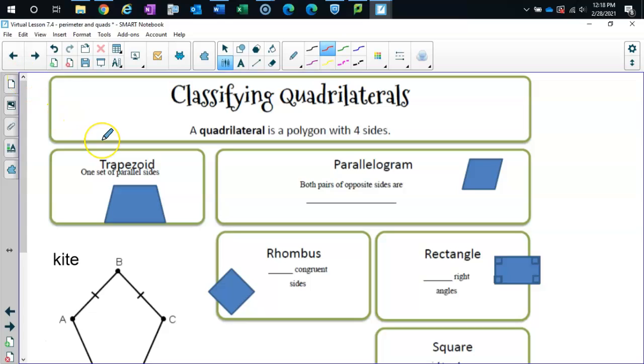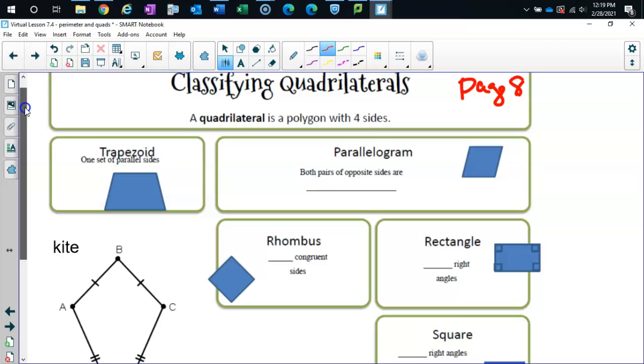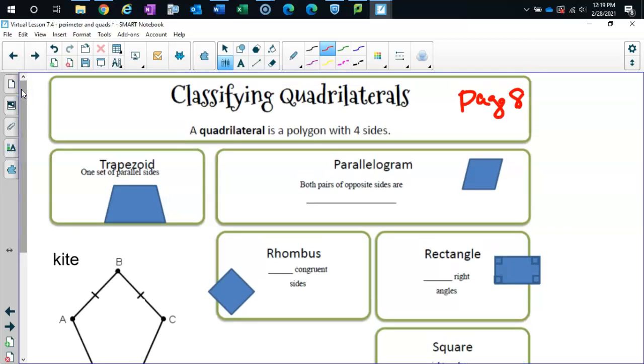All right, this is on page 8 in your notes. Turn to that now. Now, we are going to learn the names of quadrilaterals, okay? That means it has 4 sides. Let's start here. I'm going to show you some notation, okay? A trapezoid has 1 set of parallel sides.